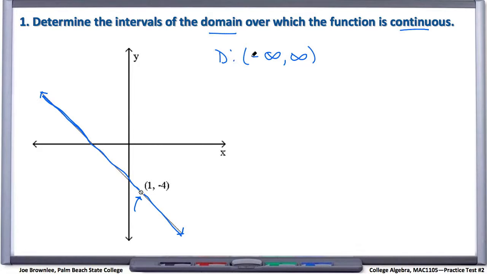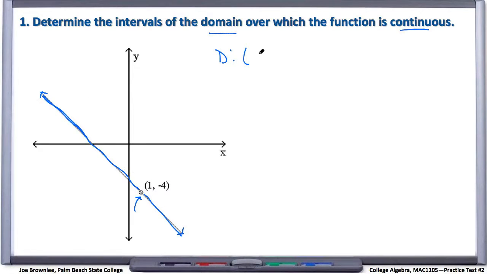So we can't say that the domain is from negative infinity to positive infinity. That's not true. It doesn't exist everywhere on this interval. It doesn't exist right here when the x value is positive 1. So let's go ahead and rewrite what our intervals are for the domain, taking into account this point that does not exist right here at (1, -4).